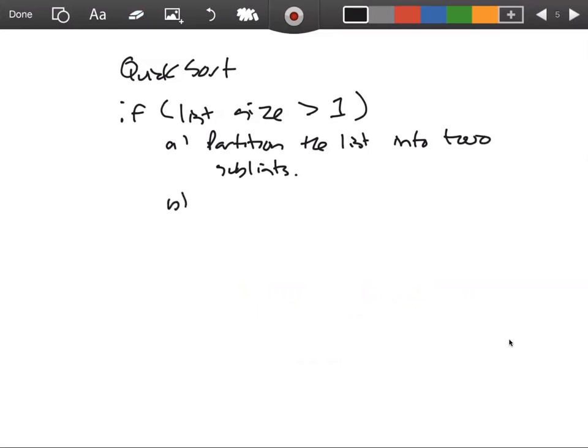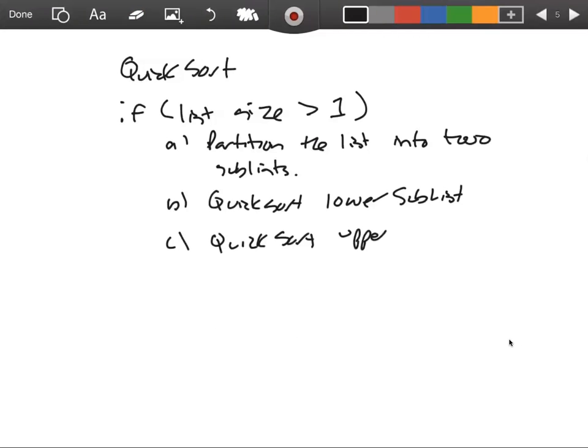We're then going to recursively do a quick sort on this lower sublist, and then do a quick sort on the upper sublist. And then finally we're going to combine the sorted lists into one. So again, it's a divide and conquer. We're going to divide it up based on this partition, and then we're going to go through.